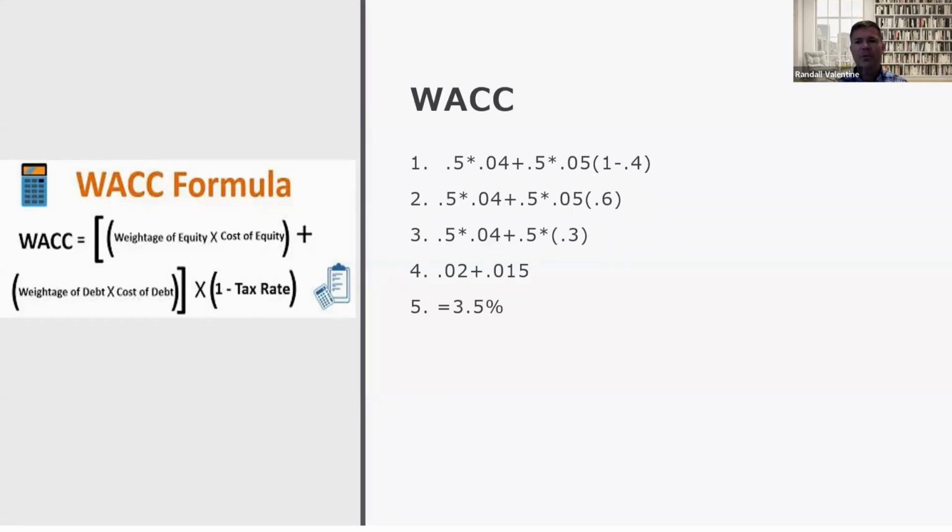As long as your process is correct, as long as you're following the steps of PEMDAS, then you're going to be able to go in there and really do some good work. So in the next part of this, we're going to go do some other things in regards to capital budgeting, figuring out NPVs and WACC.